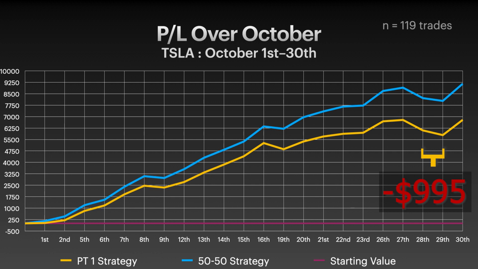The largest drawdown for the profit target 1 strategy was from the 28th to the 29th, where the strategy lost $995 over 2 trading days. The largest drawdown for the 50-50 strategy was also from the 28th to the 29th, but the strategy only lost $870 over 2 trading days. You would have still been profitable during these drawdowns, but losing about $1,000 is a lot over just a couple days when you're risking $250 per trade. Again, the maximum experienced drawdown using the 50-50 strategy was lower.